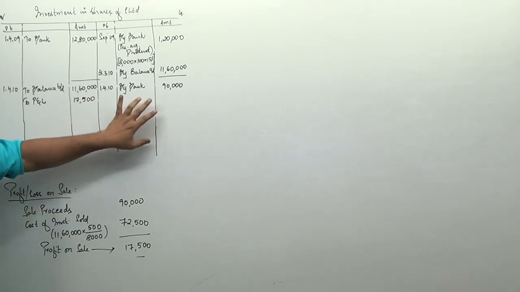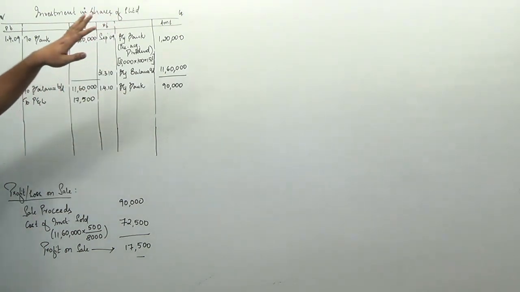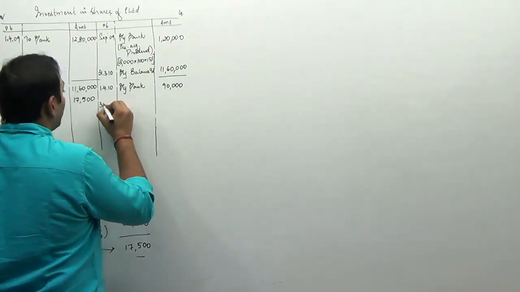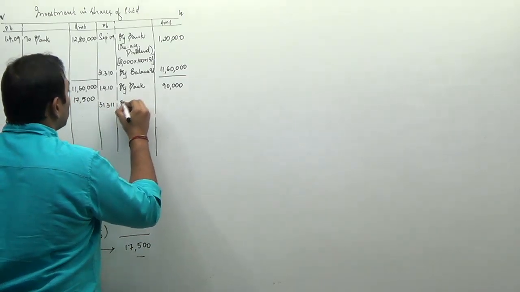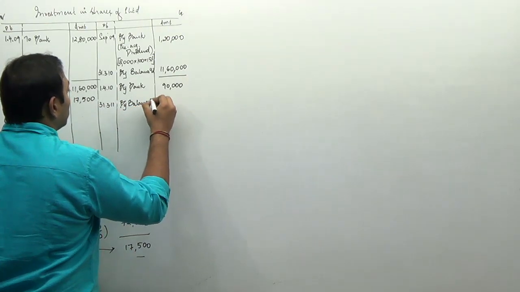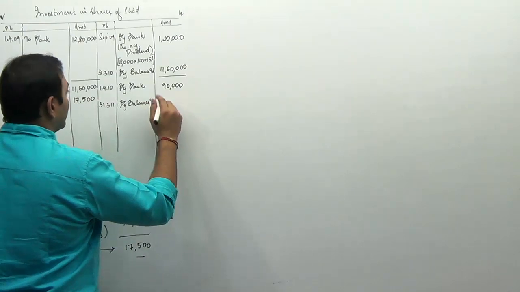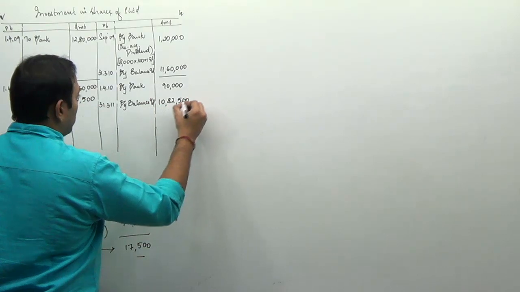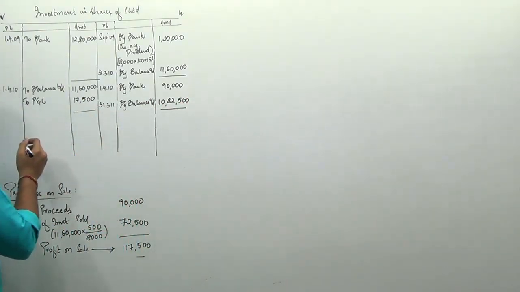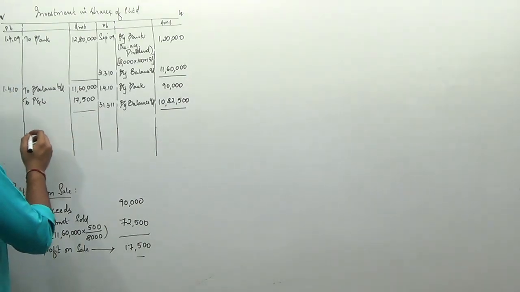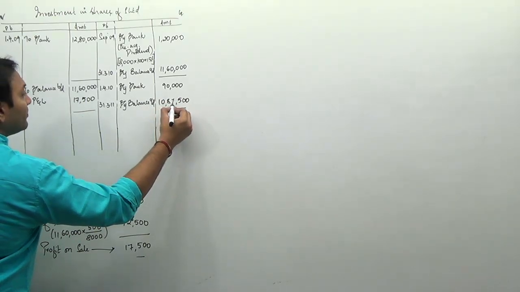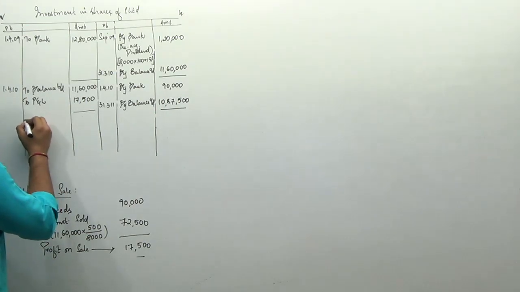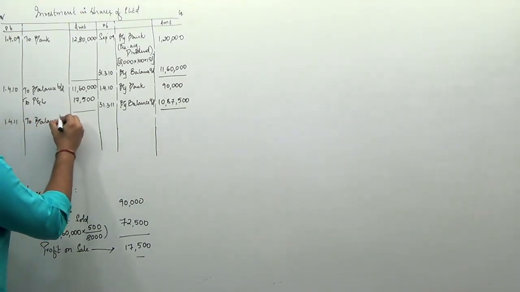I will receive dividend even in September, but whatever dividend I received this year will be called post-acquisition dividend. I don't have to take it into my investment column at all. So you can close it down. 31st March 2011, balance carried down, should be 10,87,500. Bring it down to next year, 1/4/2011, balance brought down.